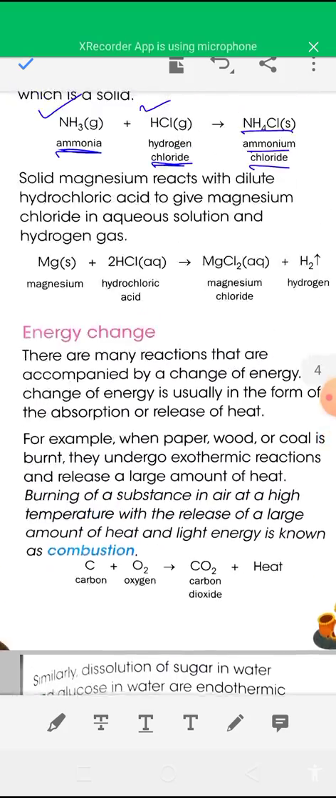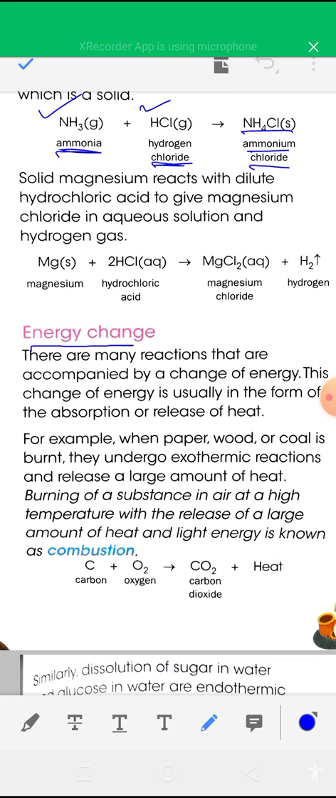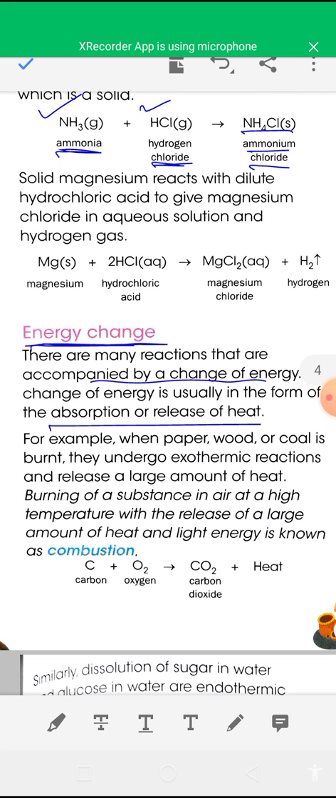Next characteristic is change in energy. Based on energy change, there are two types of chemical reaction, exothermic and endothermic. There are many reactions that are accompanied by a change of energy, and this change of energy is usually in the form of absorption of heat or release of heat. In some chemical reactions absorption of heat takes place, and in some release of heat takes place.